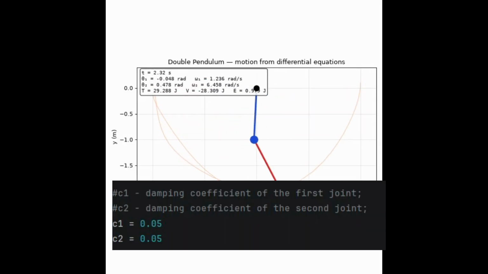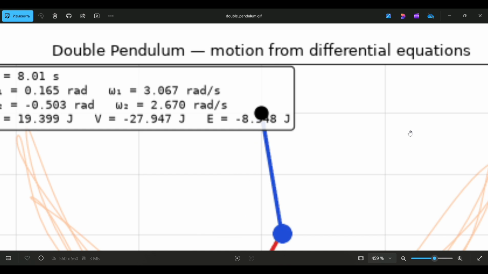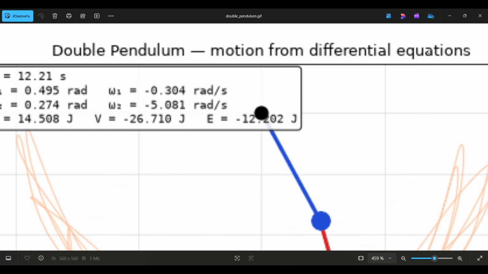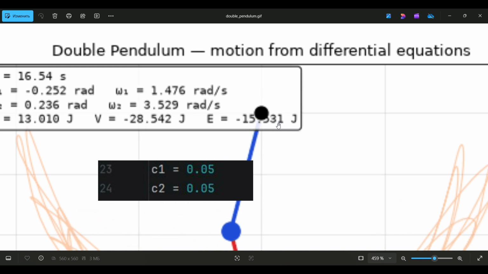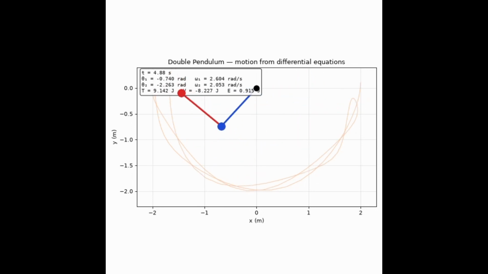Next, we introduce relatively large damping coefficients. As you can see, the oscillations decay very quickly, and the second rod no longer has enough energy to perform a complete rotation. Finally, we reduce the damping coefficients by a factor of 100. Now the pendulum continues to exhibit chaotic motion, while its energy decreases gradually.